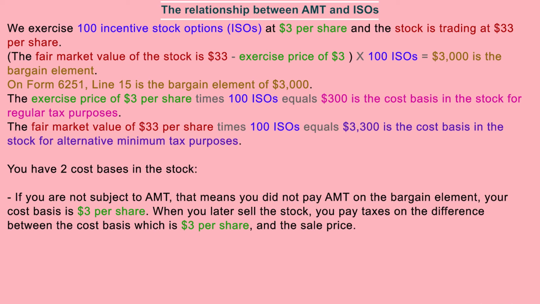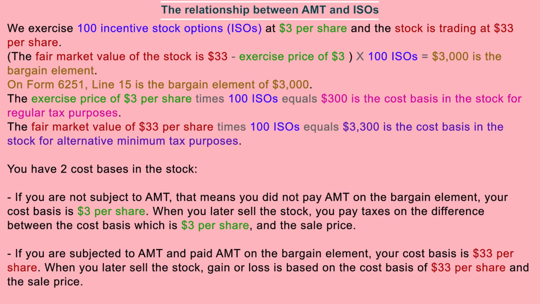If you are not subject to AMT, that means you did not pay AMT on the bargain element, your cost basis is $3 per share. When you later sell the stock, you pay taxes on the difference between the cost basis, which is $3 per share, and the sale price.